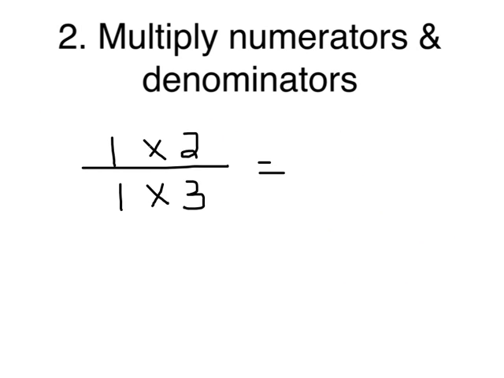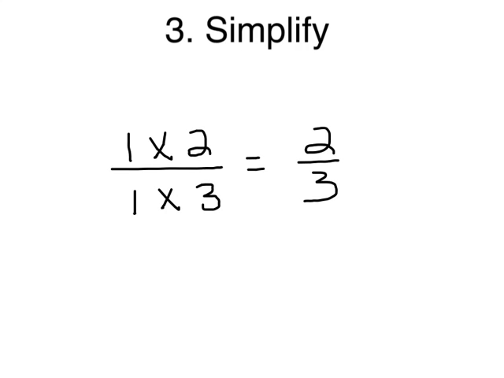Then step 2 is to multiply the numerators and the denominators. So 1 times 2 is 2. 1 times 3 is 3. Step 3 is to simplify. I can see that 2/3 is already simplified, so I am done.